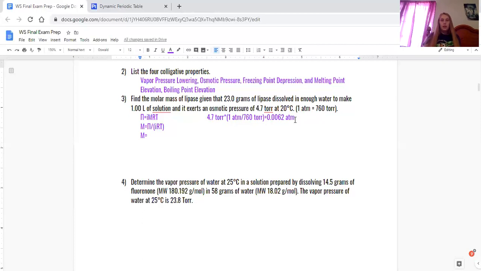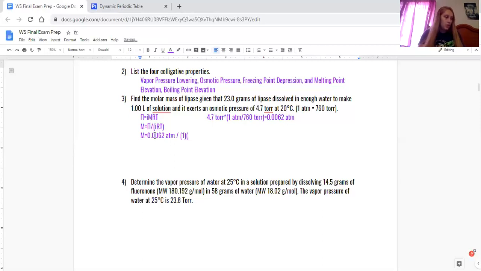So we can go ahead and plug that in because this is going to be our osmotic pressure here. So we have that 0.0062 ATM divided by everything else. So we're going to have i, and lipase isn't going to dissociate in water into different ions or anything, so that's just going to be 1 for i.